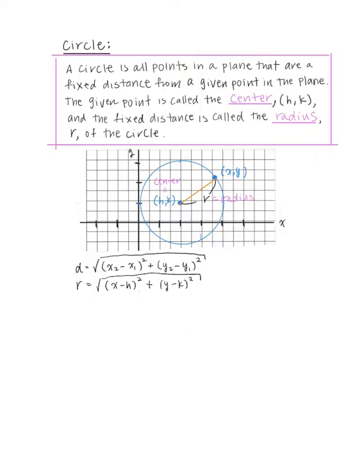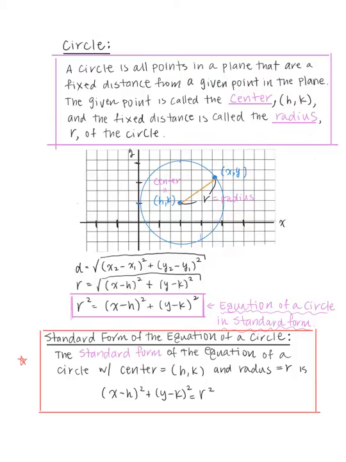So if I do that, then we're going to have r squared equals (x minus h) squared plus (y minus k) squared. And guess what? This is the equation of a circle in standard form. So here it is, the standard form of the equation of a circle. The standard form of the equation of a circle with center (h, k) and radius r is given by (x minus h) squared plus (y minus k) squared equals r squared.